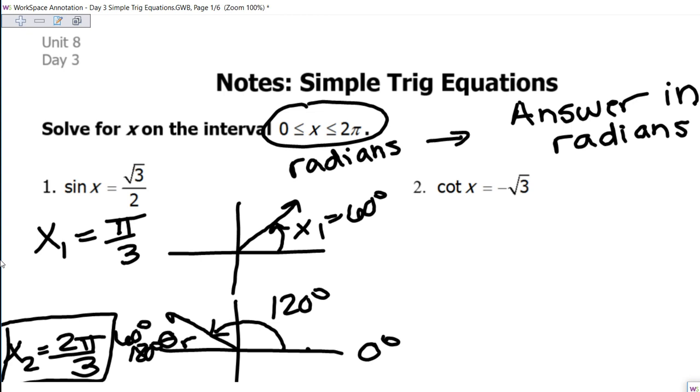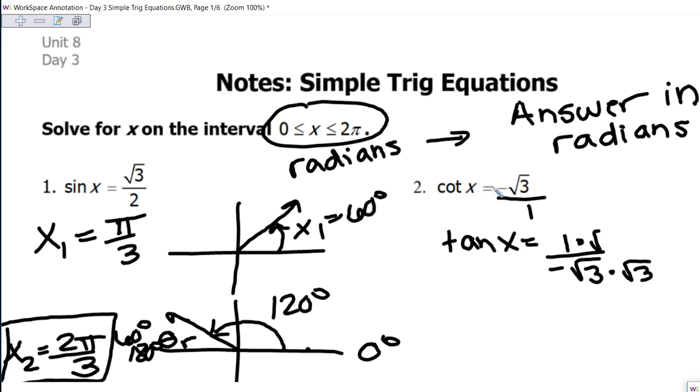Next one, number 2, we have the cotangent of x is equal to the negative square root of 3. Now, if you have one of the reciprocal functions, you'll need to go ahead and change it to terms of sine, cosine, or tangent. So if we're given cotangent, we need to change it to tangent. So tangent of x is equal to, if I made this negative square root of 3 over 1, then this would be 1 over negative square root of 3. Is that good? What do I need to do? Multiply both the numerator and denominator by the square root of 3 so that it becomes rationalized. And this would be square root of 3 in the numerator, negative 3 in the denominator.